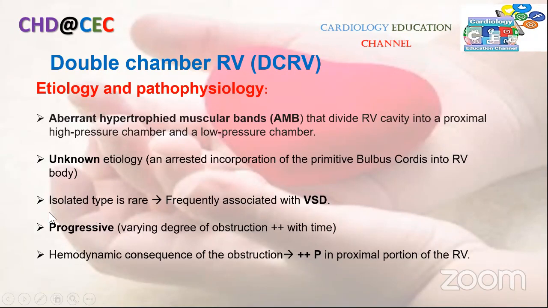As an obstructive lesion, it is progressive in course, so it has a varying degree of obstruction, increasing with time, and this has its implication on the management. The hemodynamic consequence of the obstruction is increasing the pressure in the proximal portion of the RV.